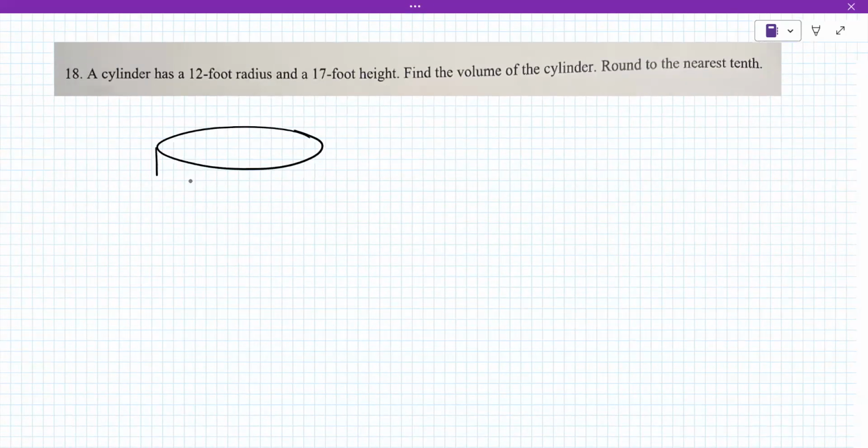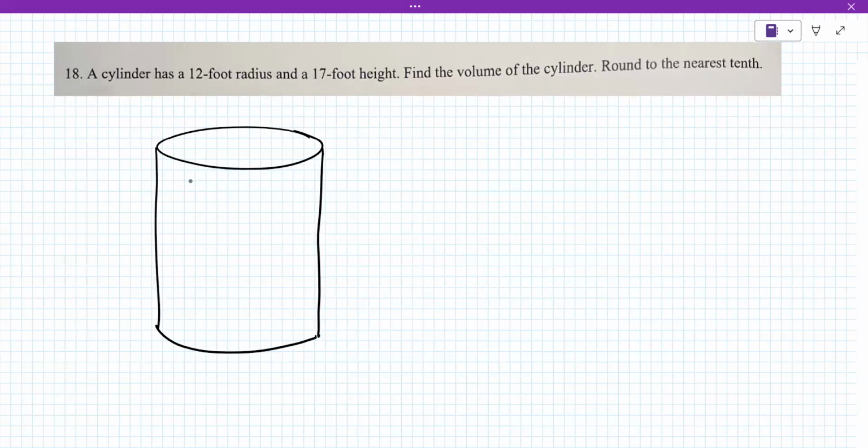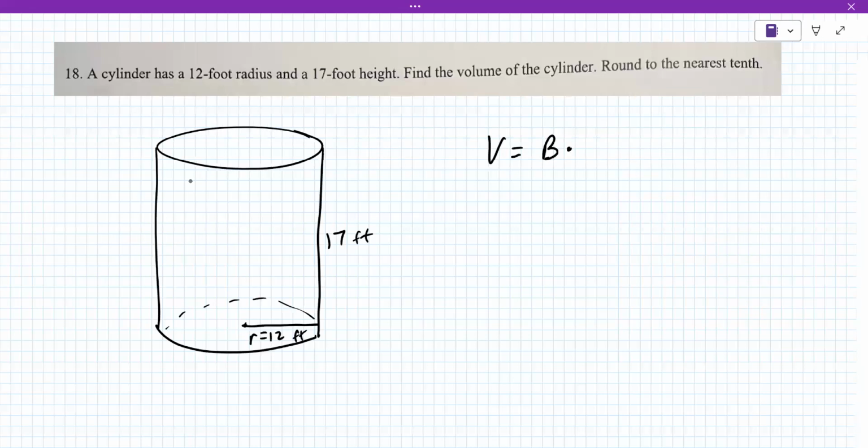Cylinder has a 12-foot radius, 17-foot height. Find the volume. I never try and draw these to scale, in case you're wondering. I just draw one. Yeah, neither do I. Volume is the area of the base times the height. To find the area of a circle, it's pi r squared, right? You got it. Yep.